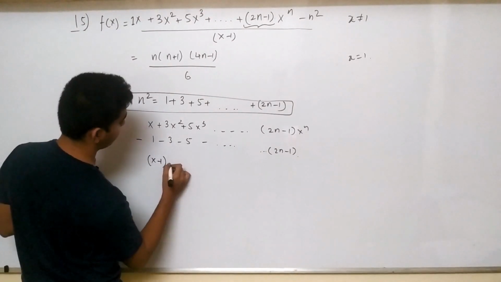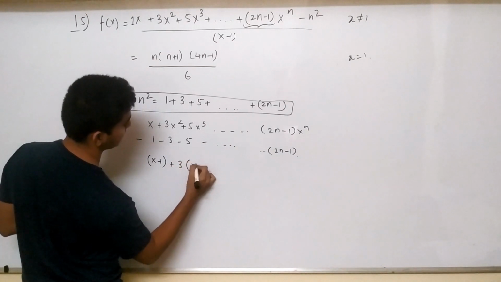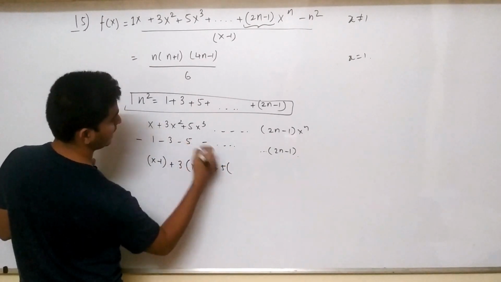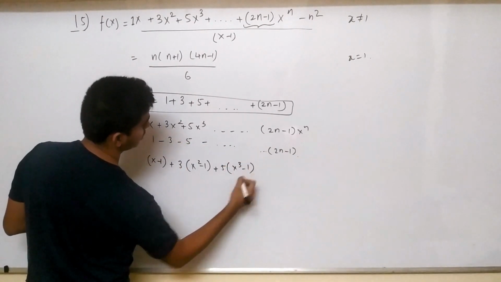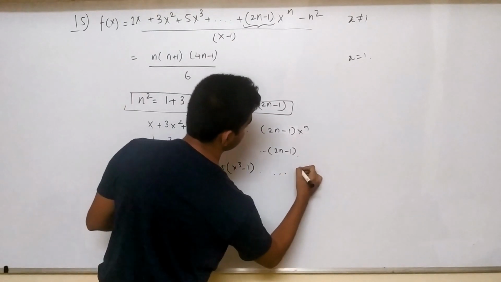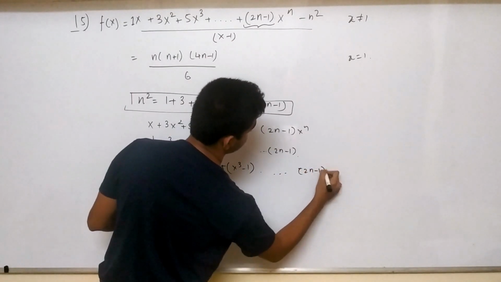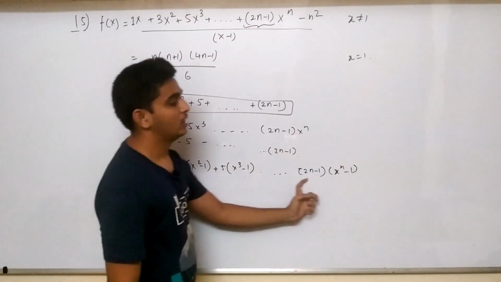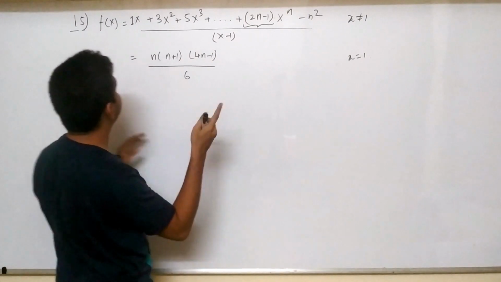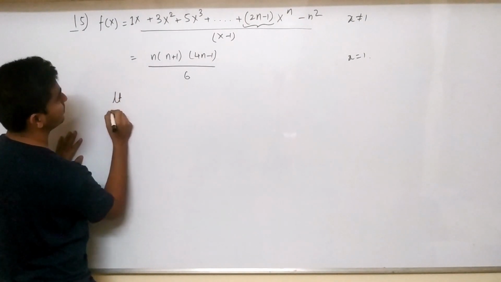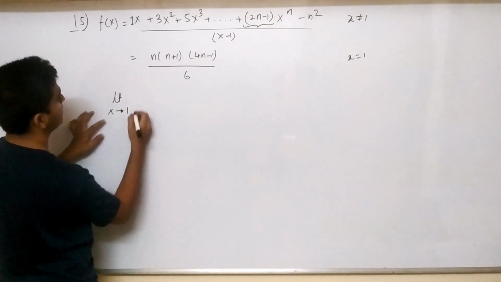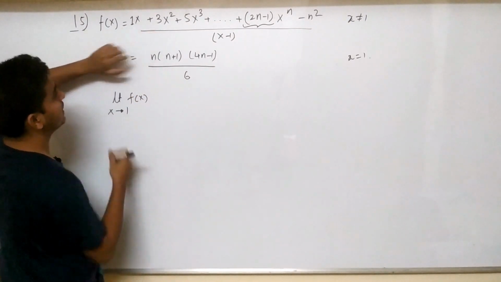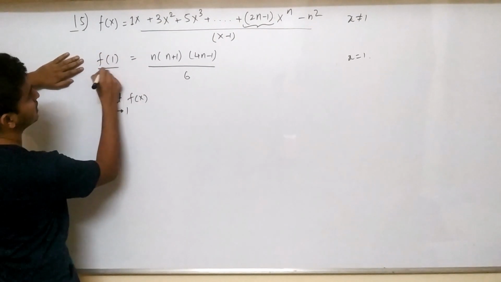Between these two we have 3 common, so you have x square minus 1, and if you go on, you have x cube minus 1. So this is your numerator, which is 2n minus 1 times x raised to n minus 1. So this is your revised numerator. Now we'll take the example. So limit x tends to 1 f of x, right? Since we know the f of 1 value, so this is f of 1 particular, right?